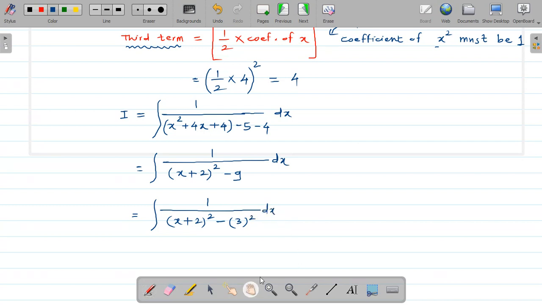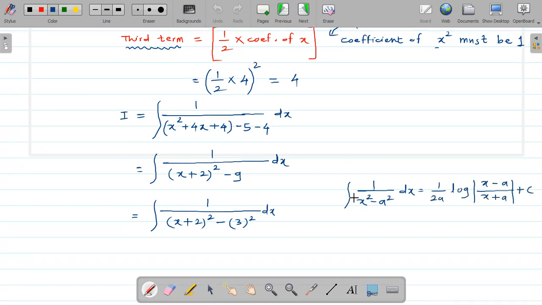Now if you observe this carefully, then it is in the form of the standard rule, that is integration of 1 upon x square minus a square dx. Now integration of 1 upon x square minus a square dx, how will you get that? By the rule we will get the integration. See the rule, integration 1 upon x square minus a square dx is equal to 1 upon 2a log of modulus of x minus a upon x plus a plus constant.